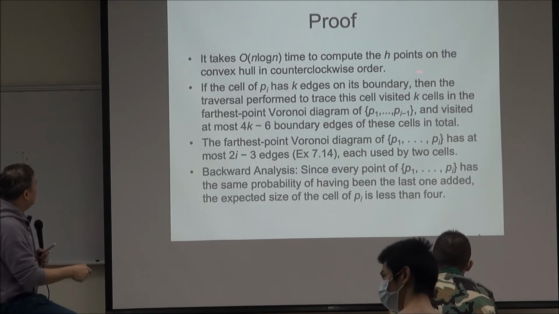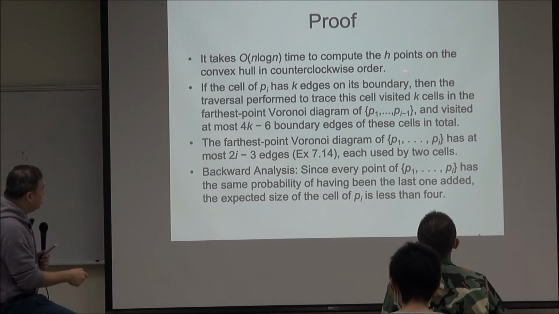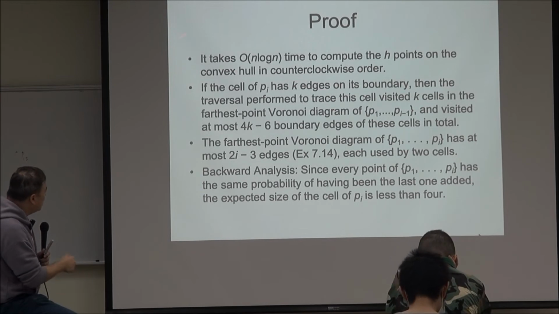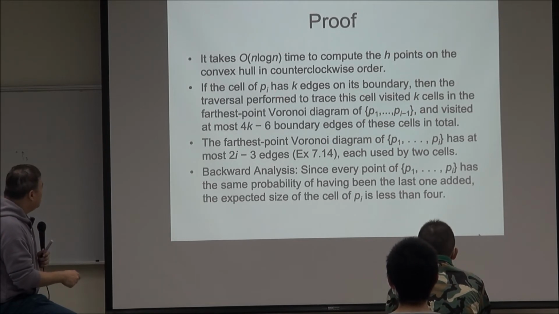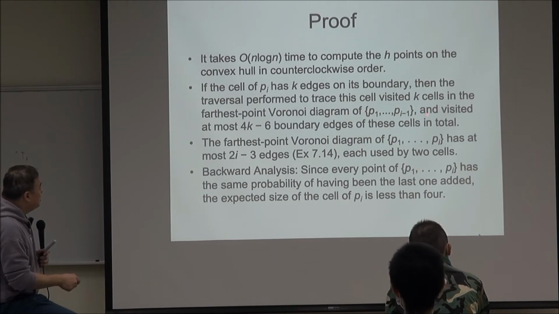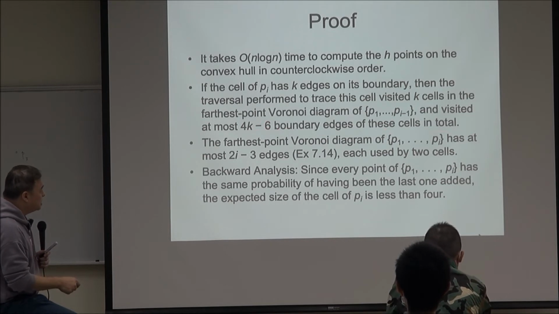Okay, so it takes n log n time to compute each point on the convex hull in counterclockwise order, which we know already. So if the cell of Pi has k edges in the boundary, then the traversal performed to trace the cell will visit k cells in the furthest point Voronoi diagram. In the worst case, you will visit at most 4k minus 6 boundary edges of those cells in total.